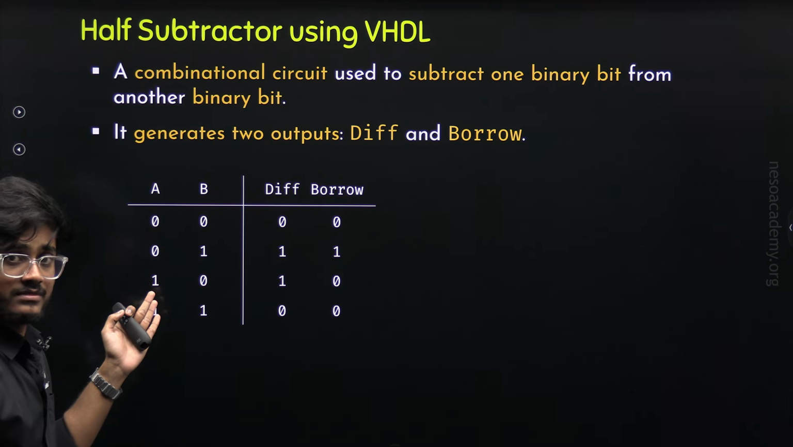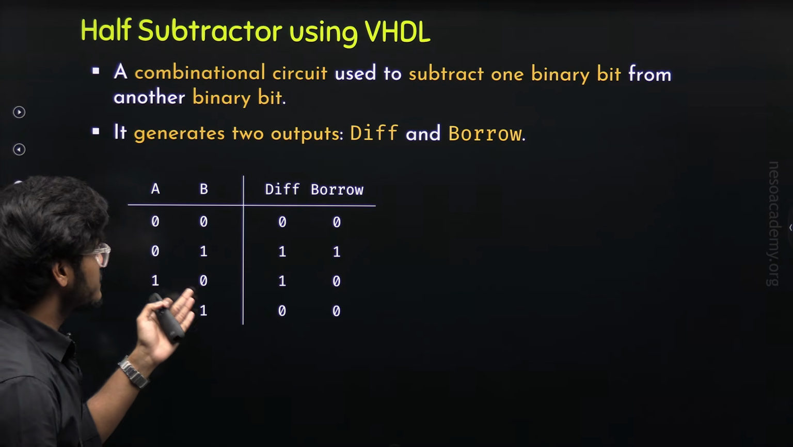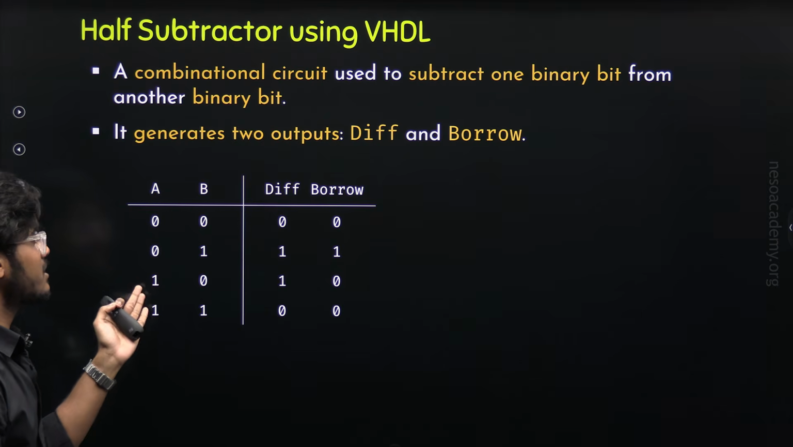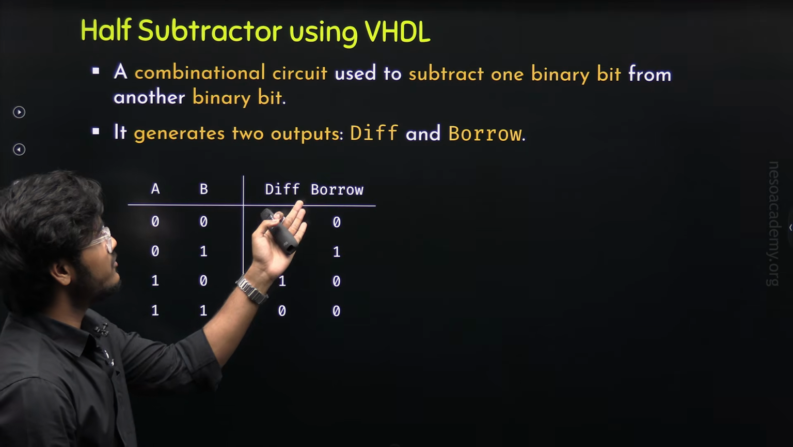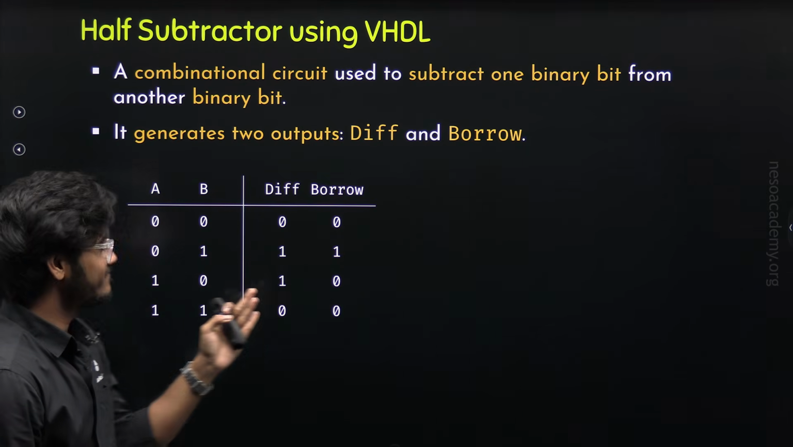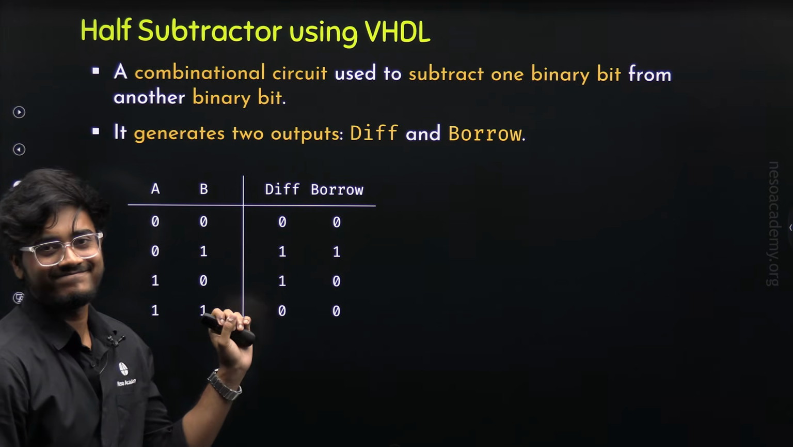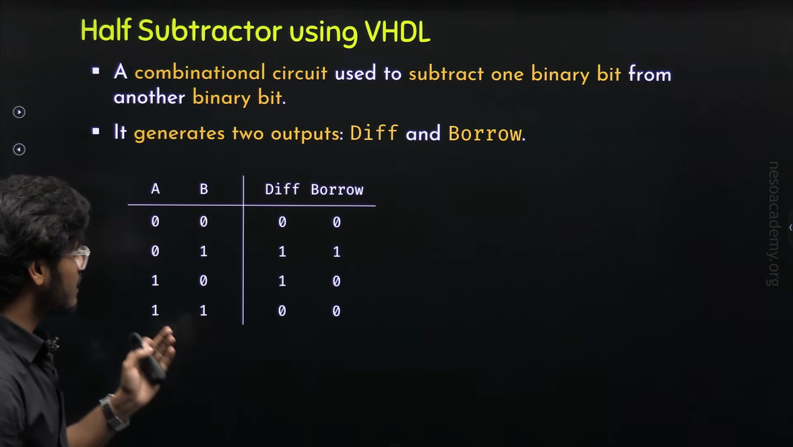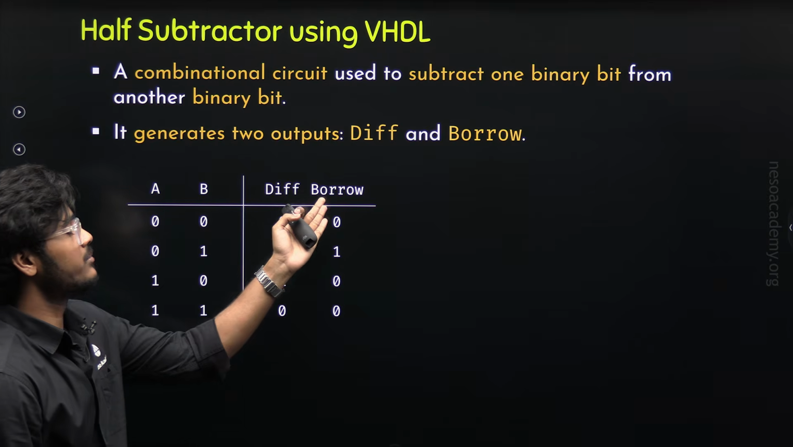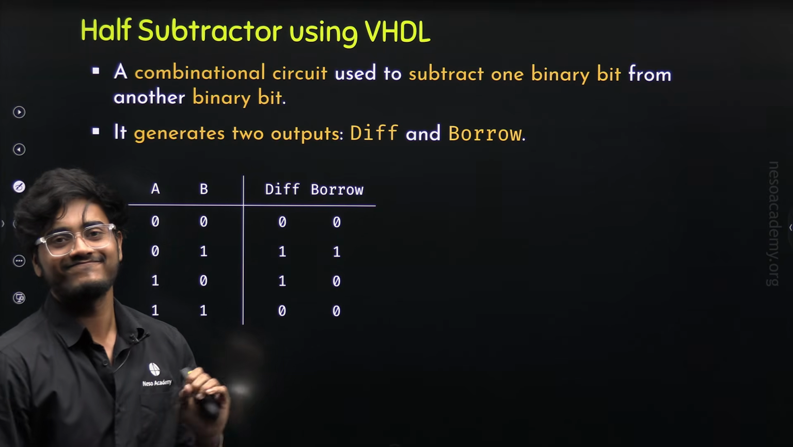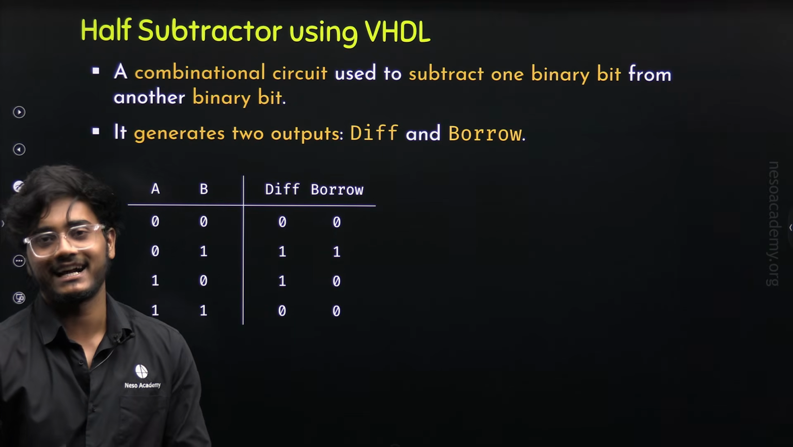Now, the third subtraction 1 minus 0. So, here we are subtracting a smaller number from a larger number. So, there is no need to take any borrow. Therefore, the borrow will be 0. 1 minus 0 will give difference as 1. Now, the last subtraction 1 minus 1. In this case, both difference and borrow will be 0. So, I hope you understand the truth table of the half subtractor.